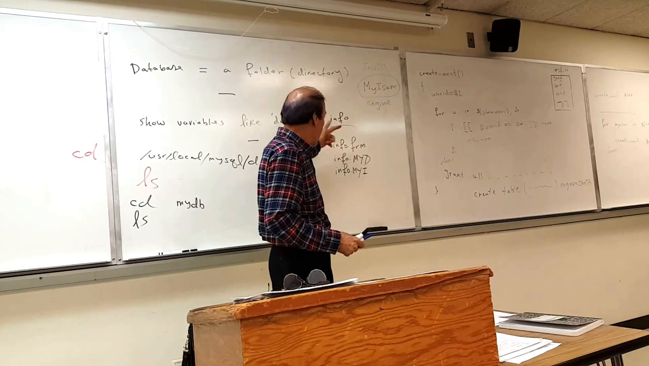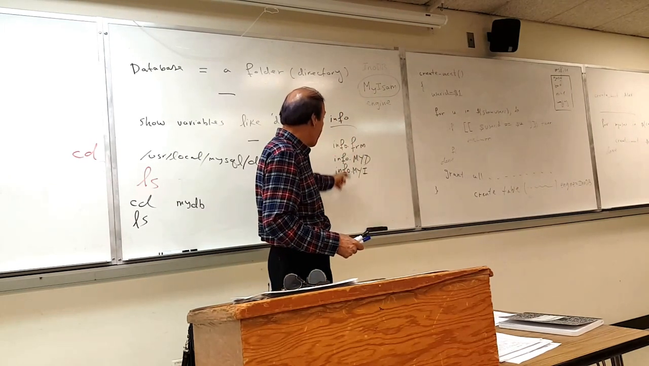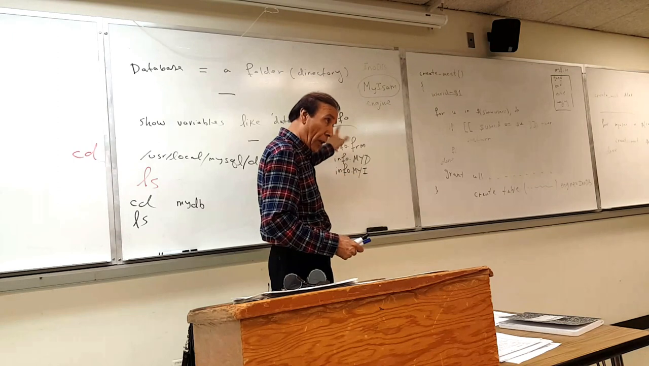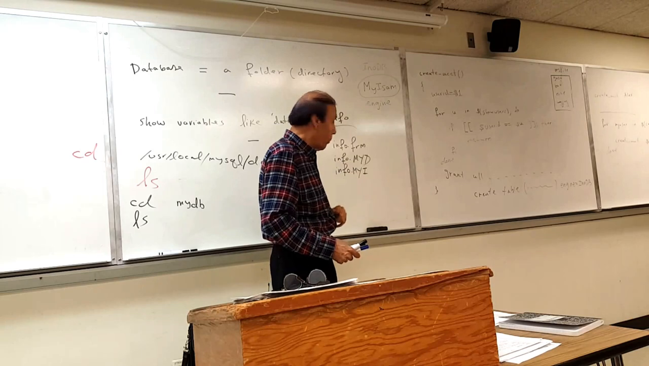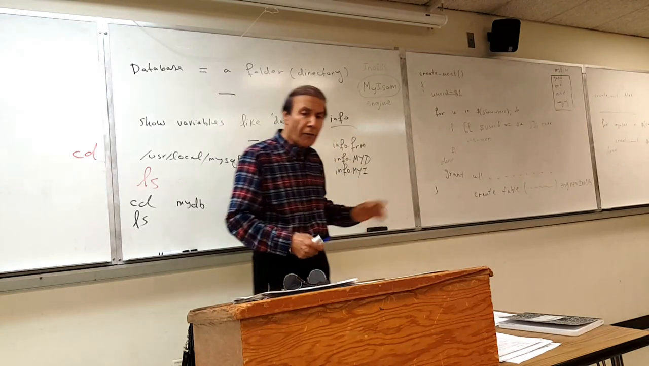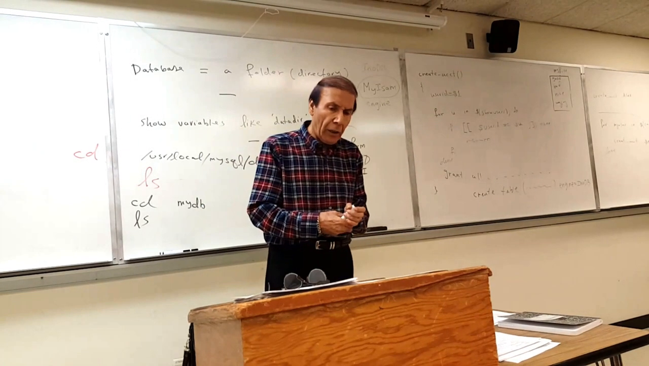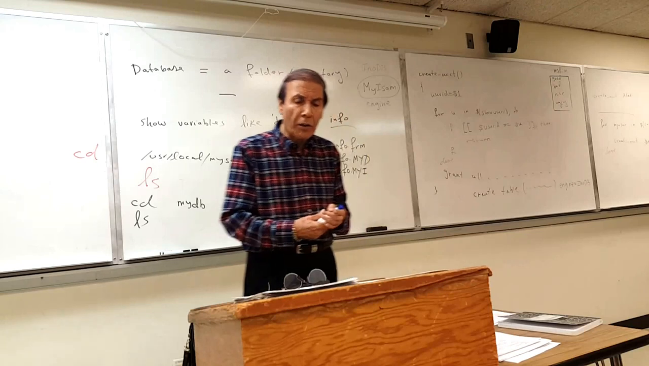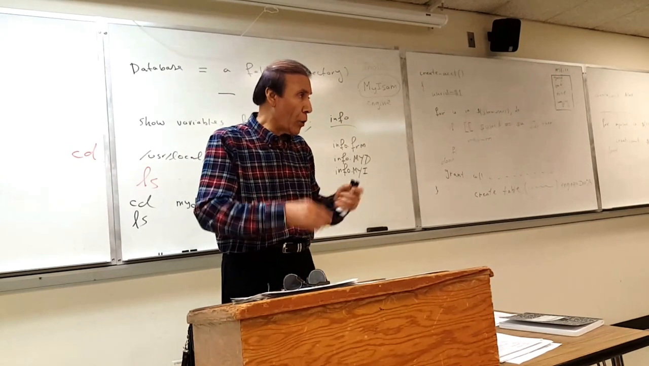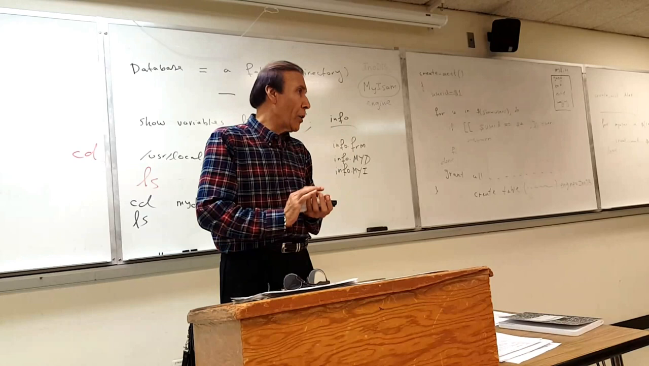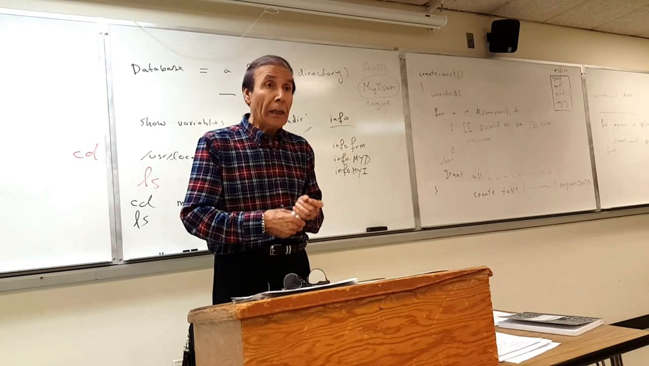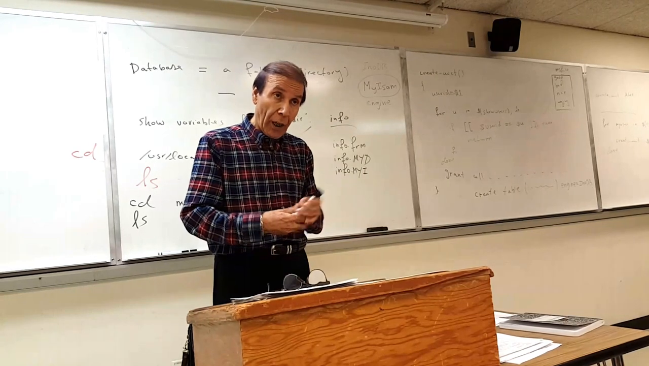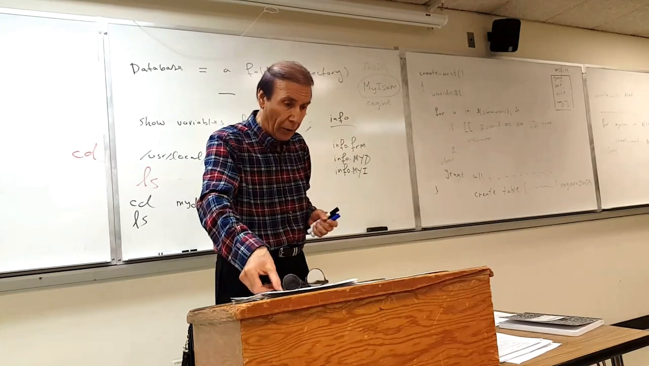So normally, three files are created for each table: FRM, MYD, and MYI. And these files are not really text files. They are not readable, unless you are using some tools to analyze them and read them, which I'm going to talk about a little bit later in this course, how to analyze these.